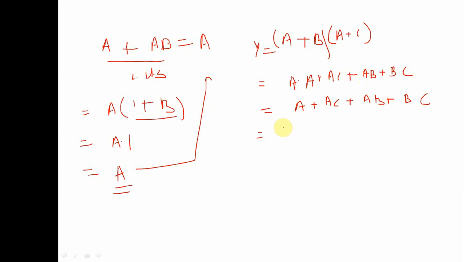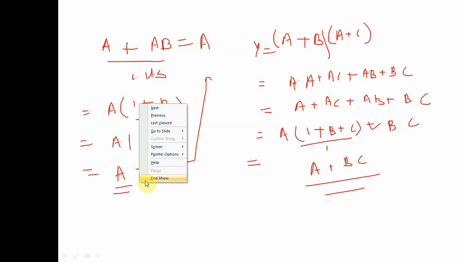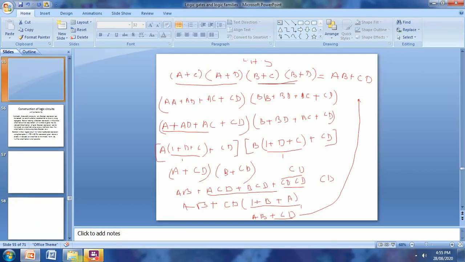Here A is the common term, so the remaining term is 1 plus B plus C, and another term is BC. Here 1 plus B plus C is nothing but 1, so A plus BC is your final answer. In this fashion we will solve different types of simplification of Boolean expressions. If you have any queries related to these equations, then you can ask me. Thank you.